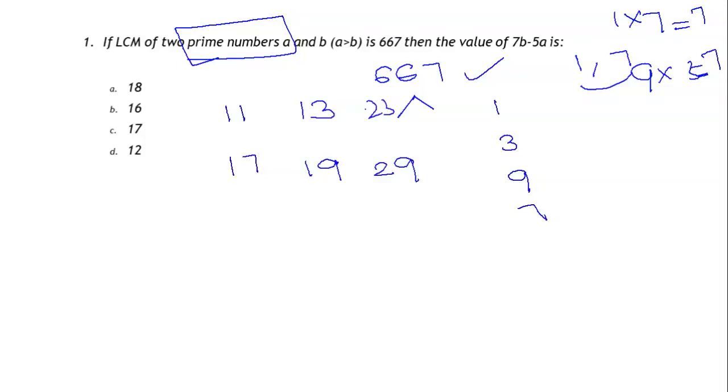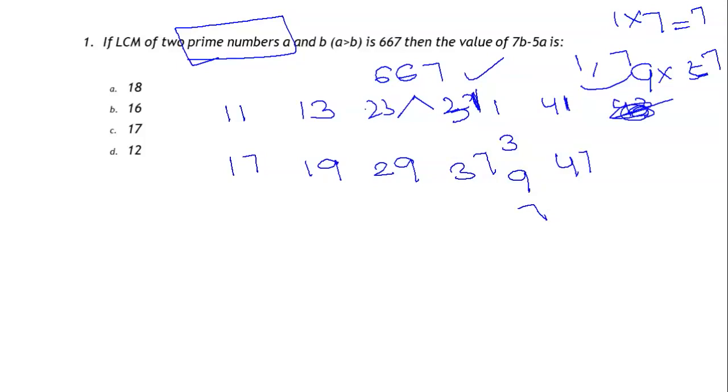Okay. Next, 33 is not a chance. So 31 and 37 are a chance. 33 and 39, no, I don't think so. Next we have 41 and 47. Also 43 and 49 are not possible. So this is not a possibility.